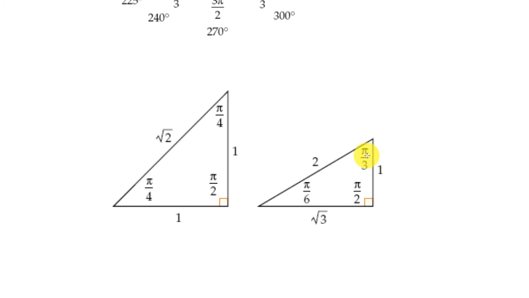If we look at taking the cosine of pi on 3, then it becomes the adjacent over the hypotenuse, so cosine of pi on 3 is equal to 1 on 2, and of course pi on 3 is the same thing as having 60 degrees. And we can go through all of those.